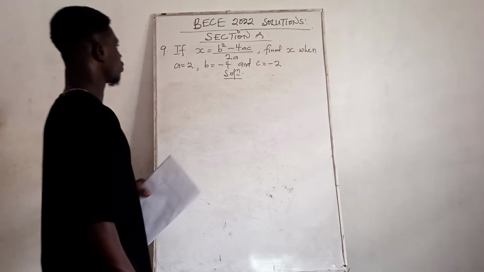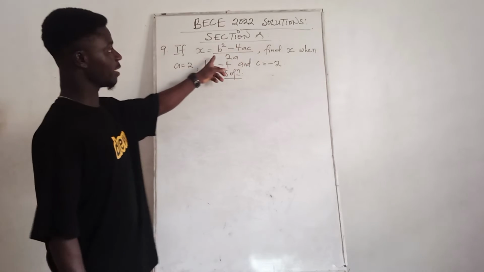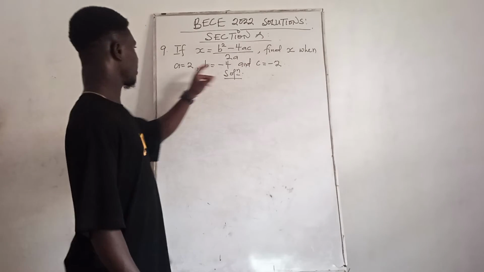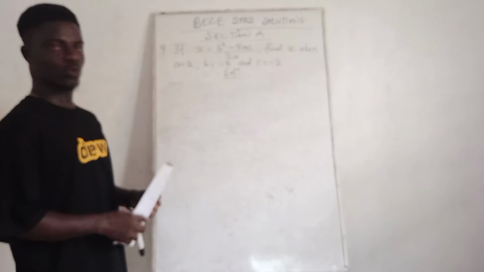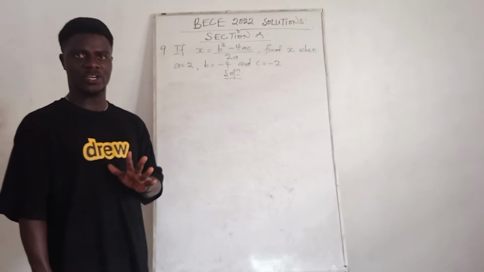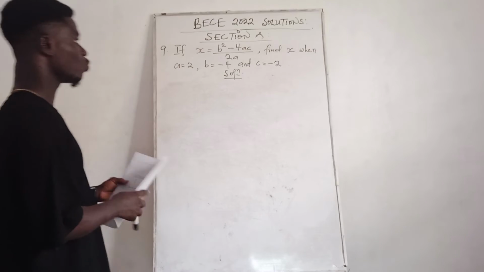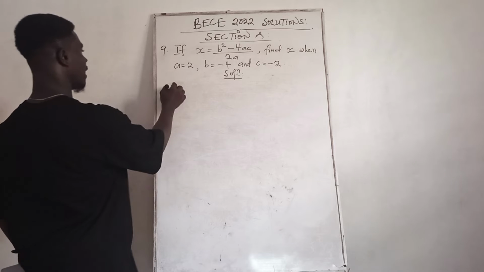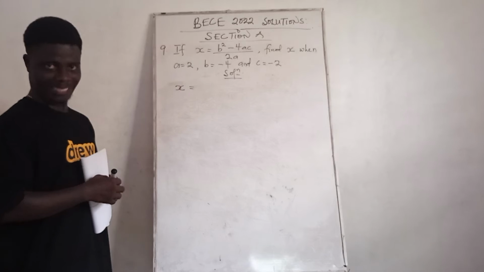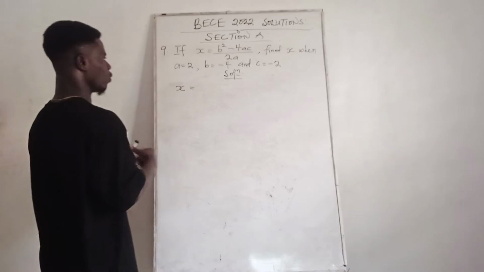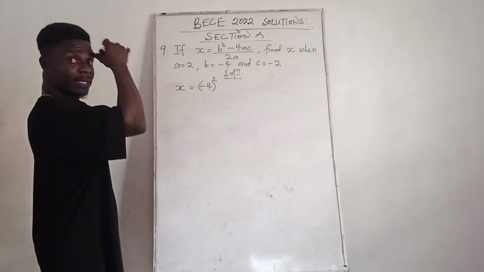Alright, so let's move on to question 9, which says if x equals b squared minus 4ac all on 2a, find x when a equals 2, b equals -4 and c equals -2. So this one is substitution. Very, very simple. But take note of the negative. It's very, very serious. So take note when you are dealing with negatives. So I have my x, which must be equal to, this one is b, which is squared. And what is b? -4. So take the -4, I bring my bracket, then I square that, right?